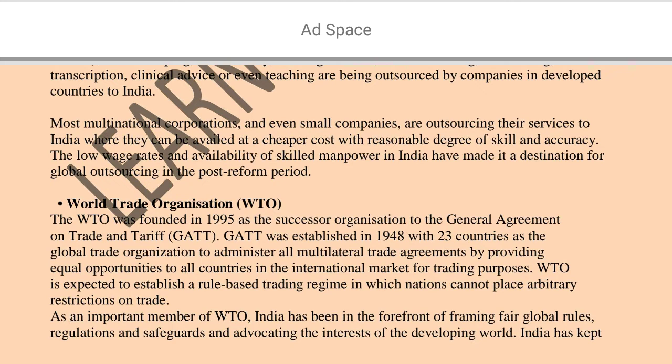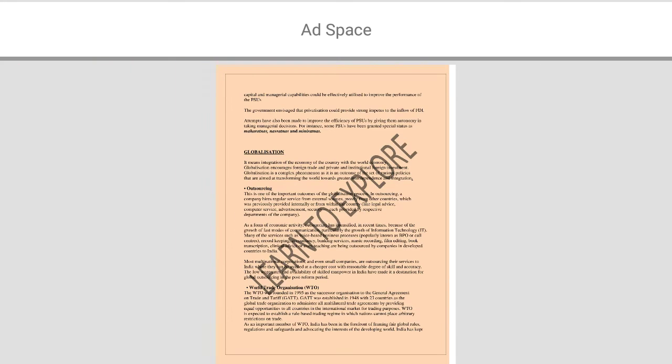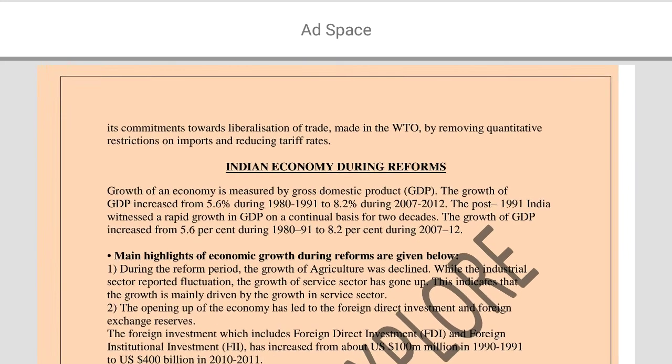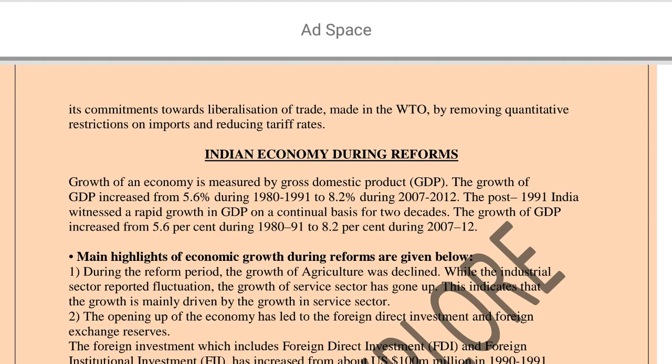India is also an important member of WTO. So India has been in the forefront of framing fair global rules, regulations, and safeguards and advocating the interests of the developing world. India has kept its commitment towards liberalization of trade made in the WTO by removing quantitative restrictions on imports and reducing tariff rates. So, to remain up to its promise, India has been removing its restrictions on imports and continuously reducing tariff rates.